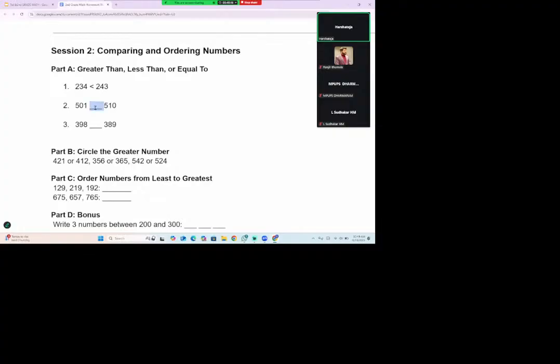Now 501 and 510. So the hundreds place is the same. The tens place, 1 is greater than 0. So the teeth go towards 1. The hundreds place is the same here. And then 9 is greater than 8. So the teeth go towards 9.